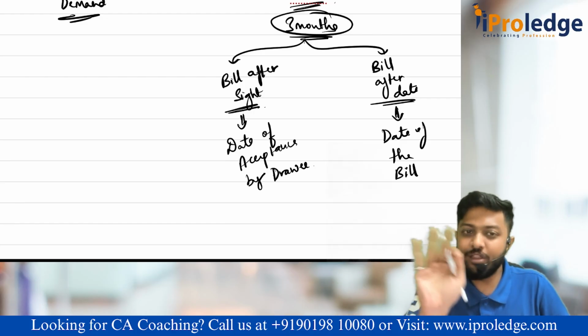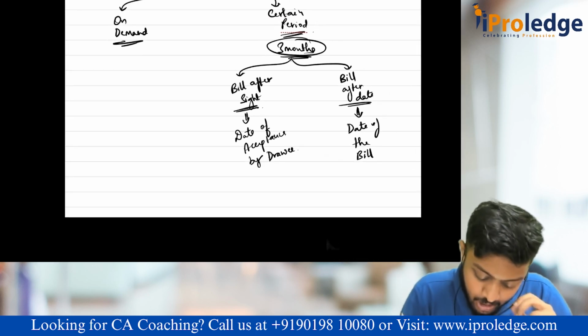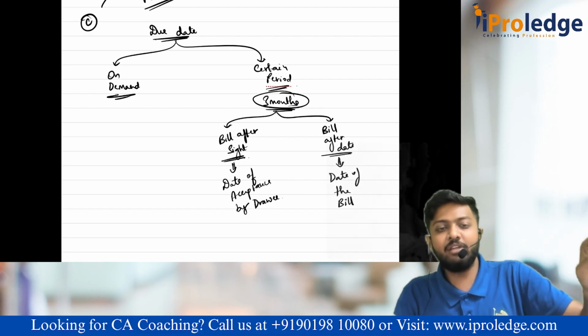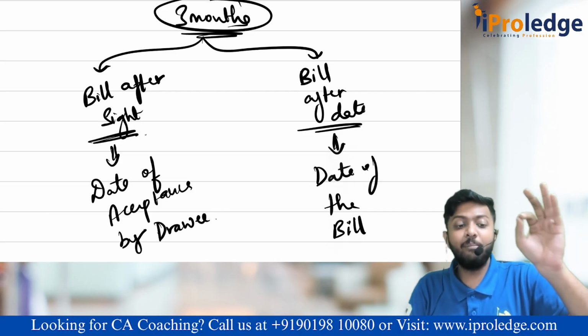Or else the period is not specified. My example is 3 months. Clear? Done. Now you understood this. 3 months is calculated from when? If it is bill after sight, from the date of acceptance. If it is bill after date, the period will be calculated from the date when the bill is drawn.